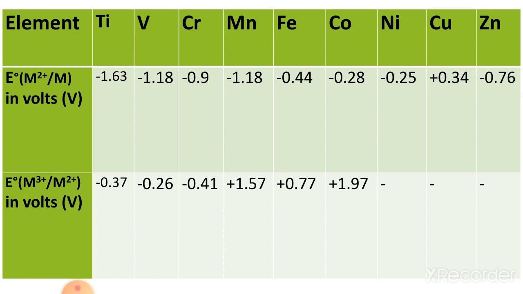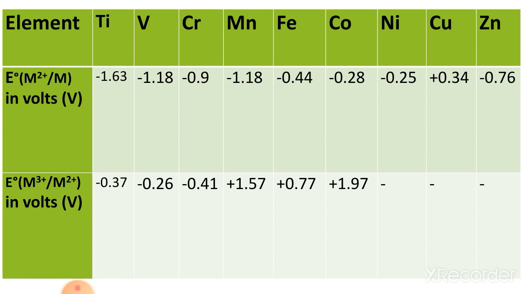So that is the comparatively high value of E naught for Mn3+/Mn2+, which is due to the d5 configuration of Mn2+. This I also told you.